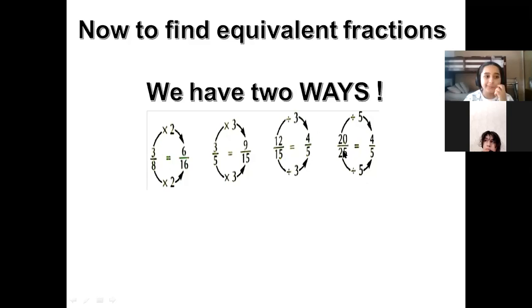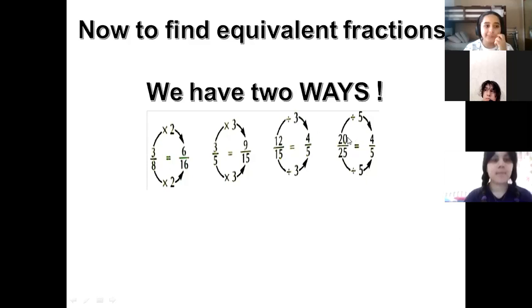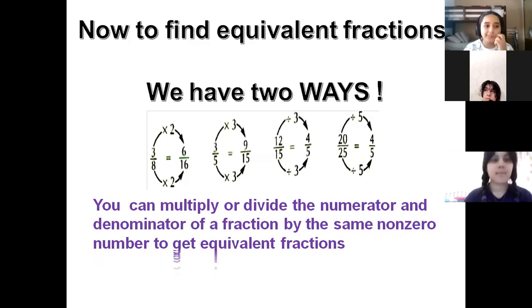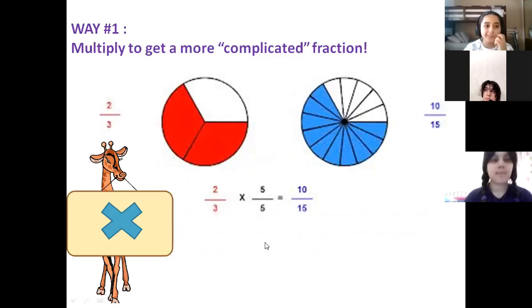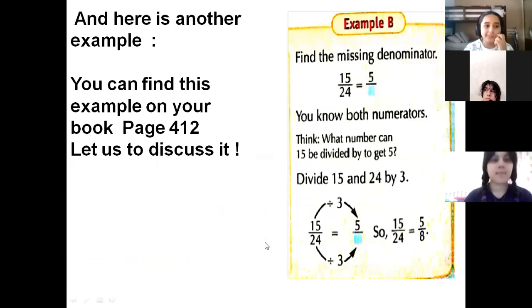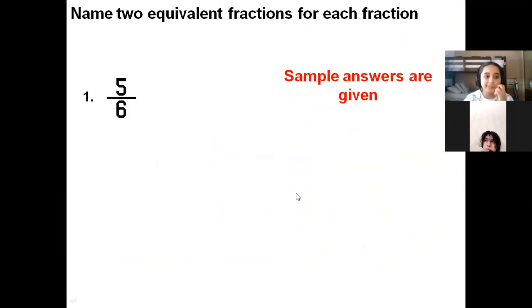Same thing as 20 and 25. We know 20 and 25, we can divide them both by 5. But can we divide them both by 2? No. We can divide 20 by 2, but 25 by 2, we can't. So you can multiply or divide the denominator and the numerator by any number other than 0 and other than 1. So I'm going now to explain examples like this one here.